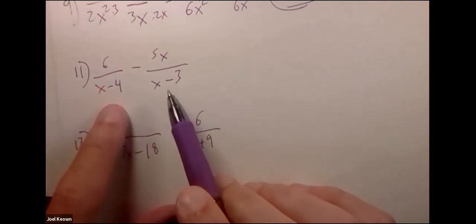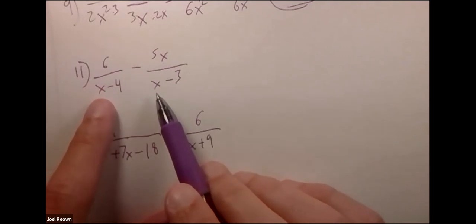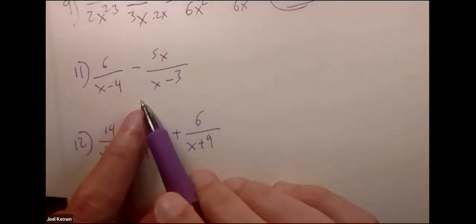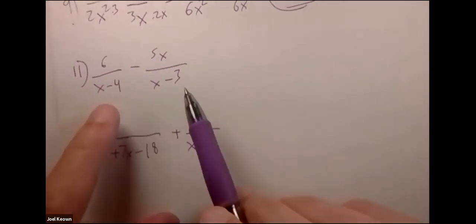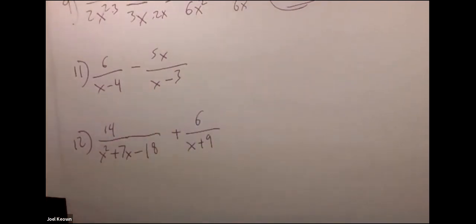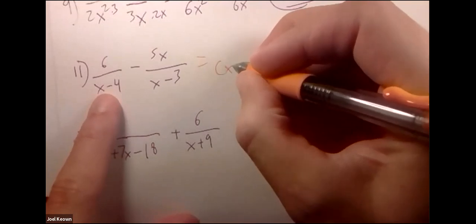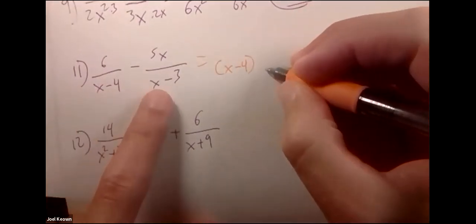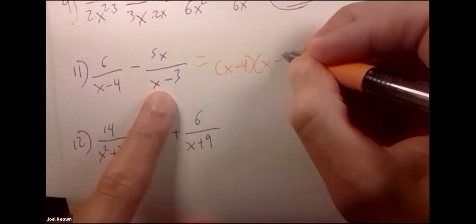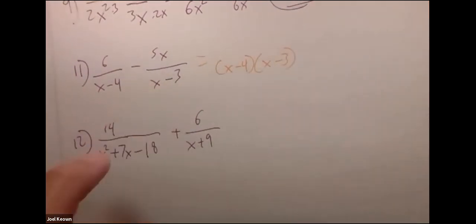Can't factor either of those two. They don't have anything in common. They both have x, but because they're not multiplied together, I can't use that as a common multiple because these are just two different terms. So for this one, I'm just going to multiply by the opposite side. So my common denominator is actually going to be x minus 4 times x minus 3. Okay, that's going to be my new denominator.